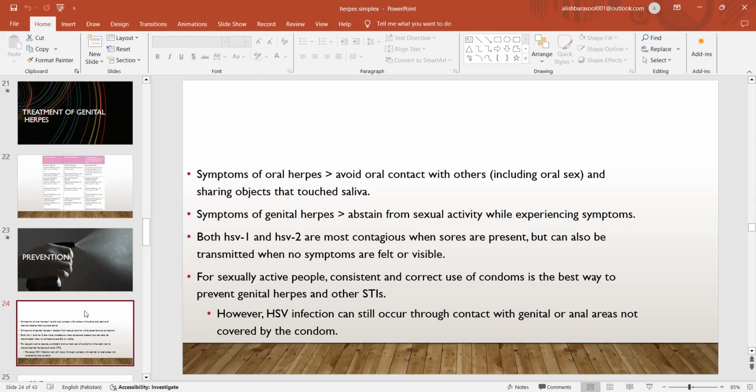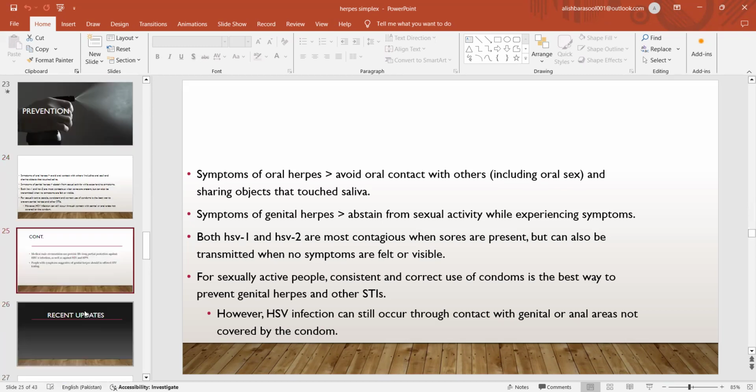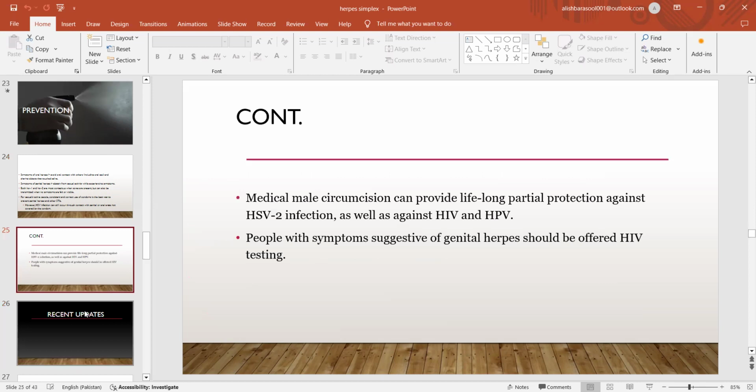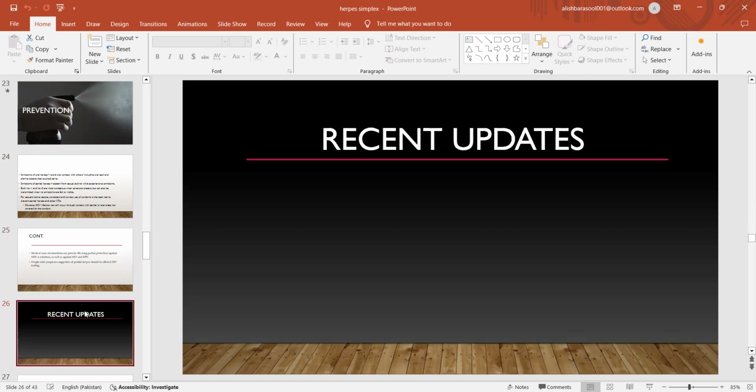For sexually active people, consistent and correct use of condoms is the best way to prevent genital herpes and other sexually transmitted infections. However, herpes simplex virus infection can still occur through contact with genital or anal areas not covered by the condom. Medical male circumcision can provide lifelong partial protection against herpes simplex virus infection as well as against HIV infection and HPV. People with symptoms suggestive of genital herpes should be offered HIV testing.